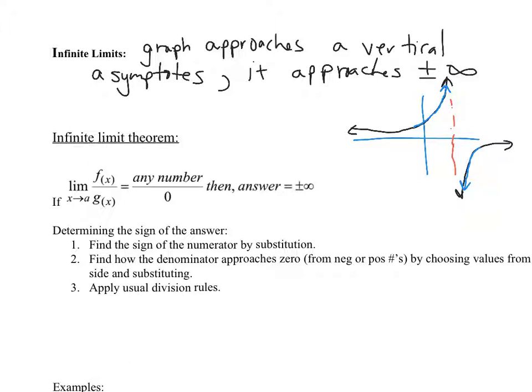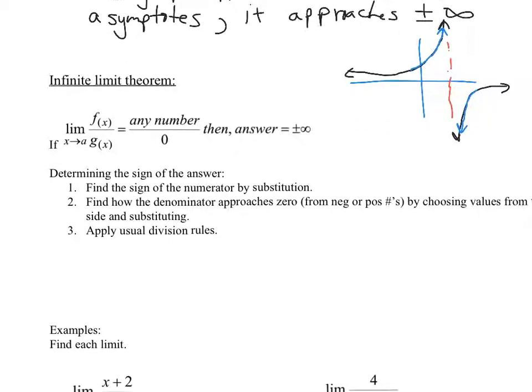So the way we can figure out whether it's positive or negative, we can find the numerator by substitution, and then we can find how the denominator approaches 0. So it's either going to be negative or positive as well, and then we'll use division rules. So essentially, a positive divided by a positive is positive, a negative divided by a negative is positive.